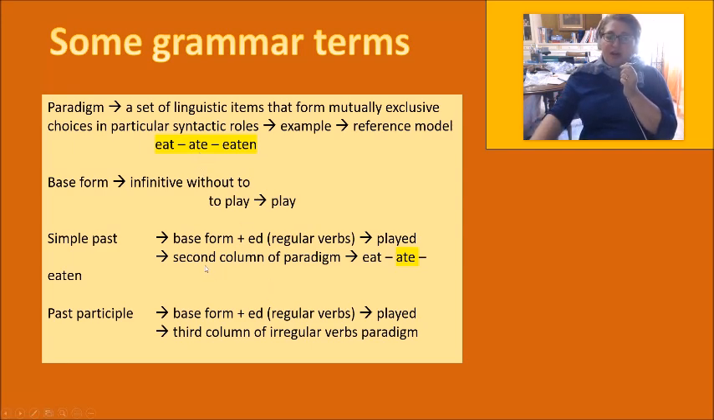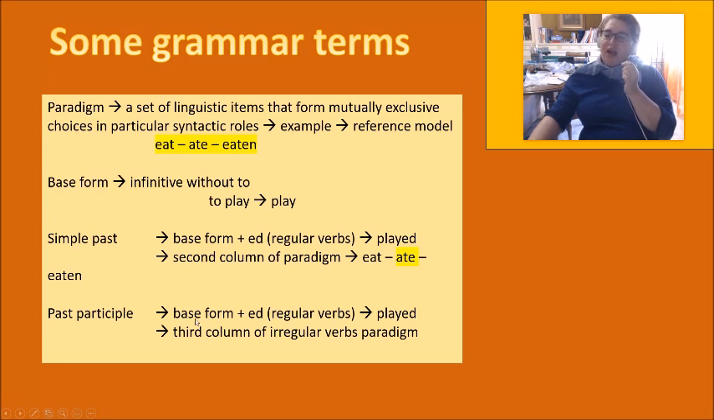So the simple past of eat is ate, right? I don't know what this eaten here is, left alone. Maybe it belongs to the past participle then. So the third item in the paradigm is the past participle, eaten.